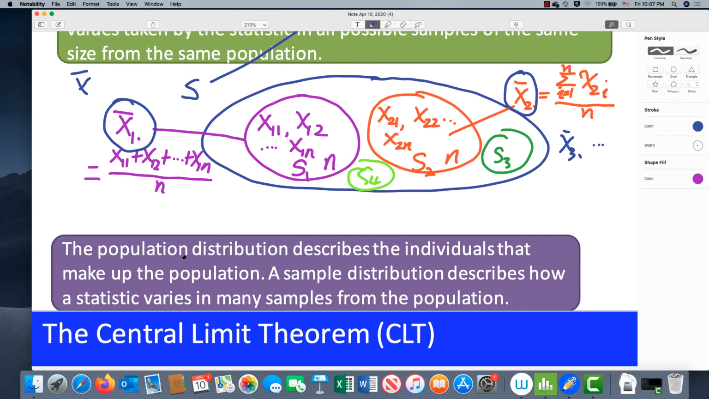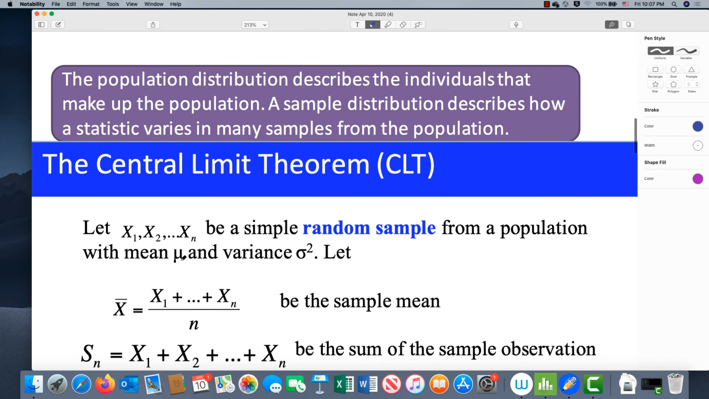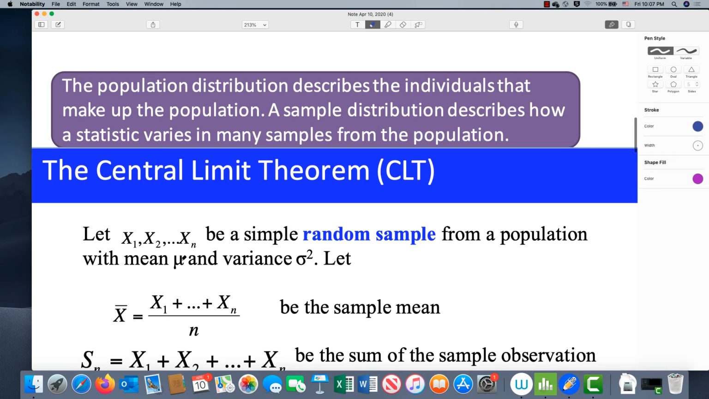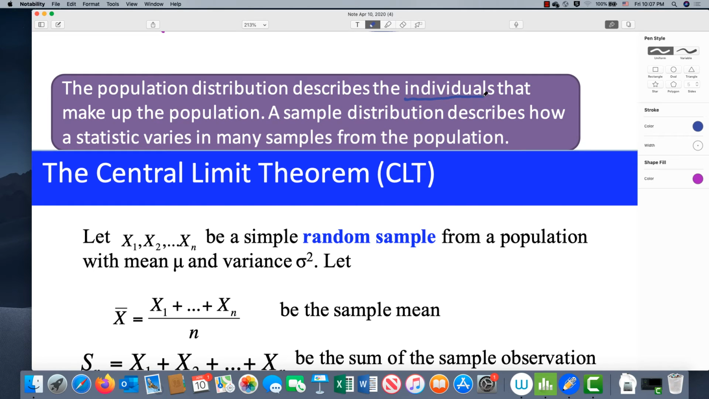So the population distribution describes the individual. This is an individual X. The population distribution is the distribution of X. A sample distribution describes how a statistic behaves, and one of the statistics could be X bar. So the distribution of X bar is a sample distribution.